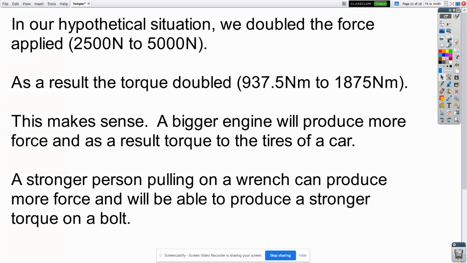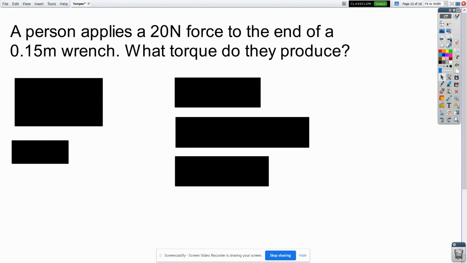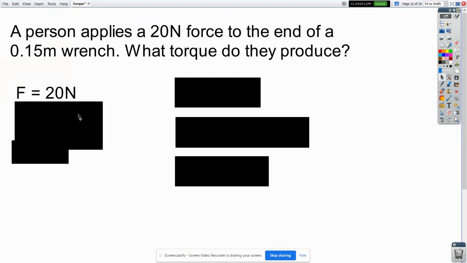The one that we have to learn a little bit more about, because it's not really covered anywhere else in high school curriculum, is understanding how the radius part works in that directly proportional relationship. So let's start with the math and just go through a hypothetical situation again to see how the math works. A person applies a 20 Newton force to the end of a 0.15 meter wrench. What torque do they produce?